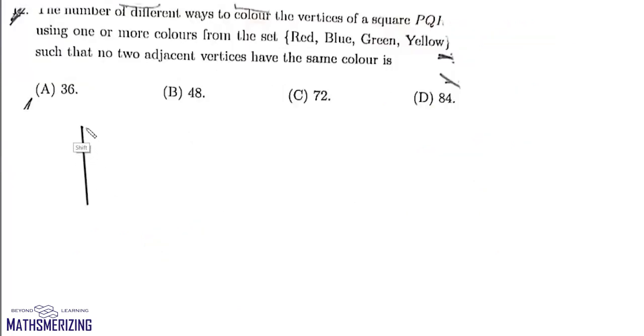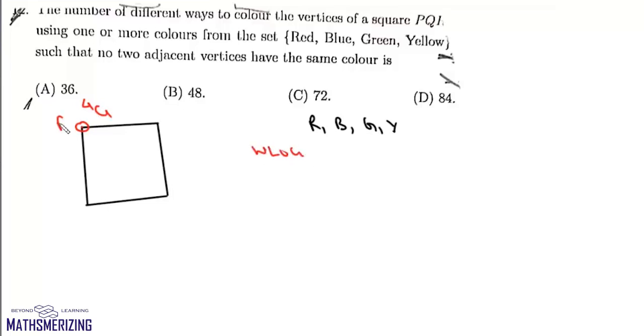Now here the question is, we have to find the number of different ways to color the vertices of a square using one or more colors from the set R, B, G, Y such that no two adjacent vertices have the same color. For this vertex we have 4 choices, so we can choose any one color, and it can be done in 4C1 ways. Without loss of generality, suppose this color is red. Then for the next one we have 3 choices. It could be either blue or green or yellow. So for this vertex it will be 3C1.